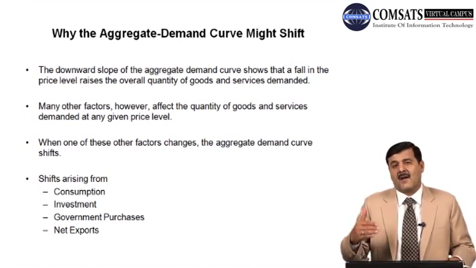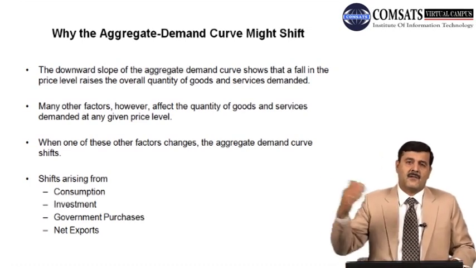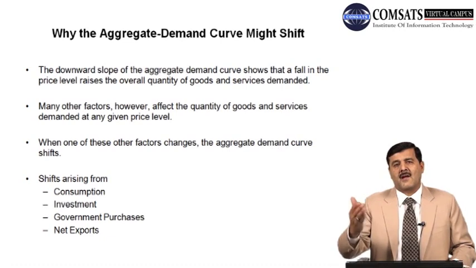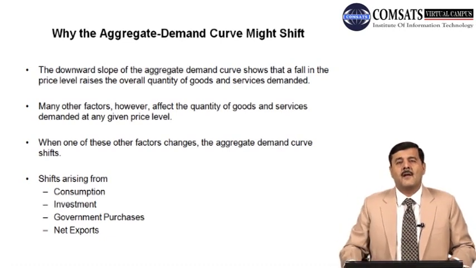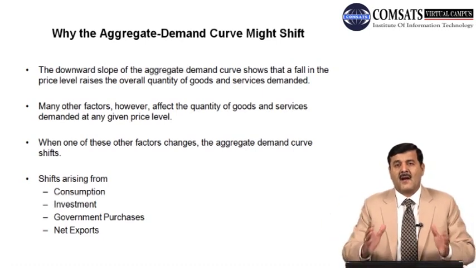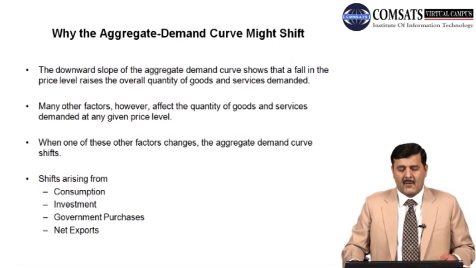So अगर हम ये कहते हैं कि if investment goes up, investment में इजाफा होता है, तो aggregate demand का rightward shift होता है, और अगर हम ये कहते हैं कि investment में कमी वाक़ होती है, तो aggregate demand curve downward shift होता है, right? So this is how changes in investment can affect the aggregate demand curve in the economy. Similarly, the third factor that can shift the aggregate demand curve upward and downward is the government purchases.